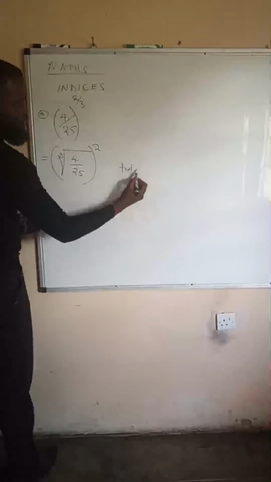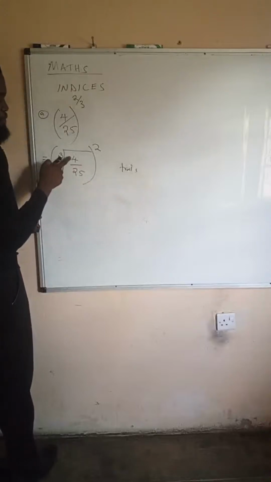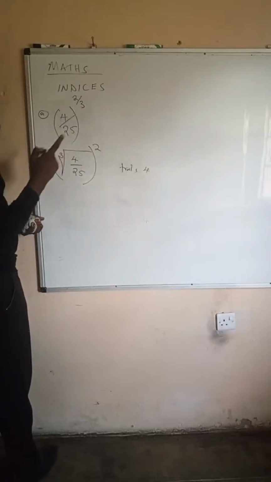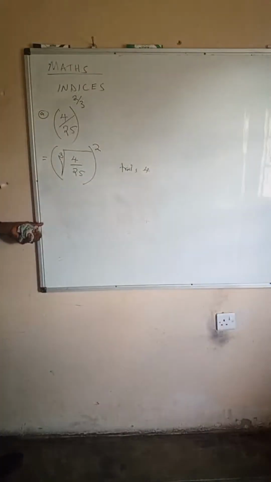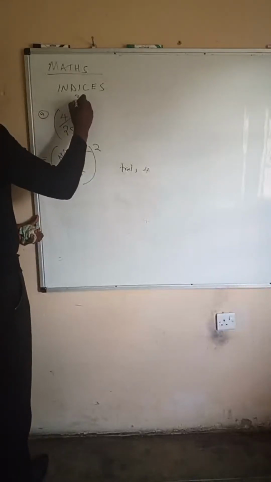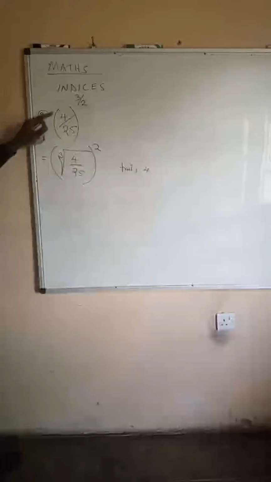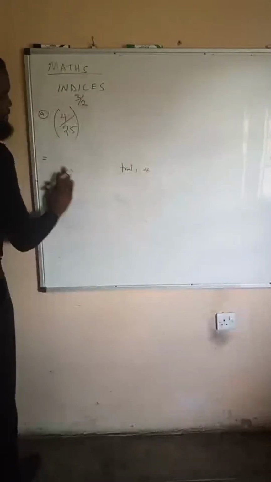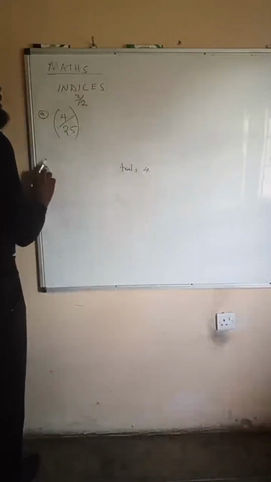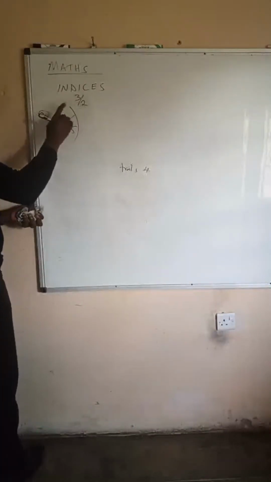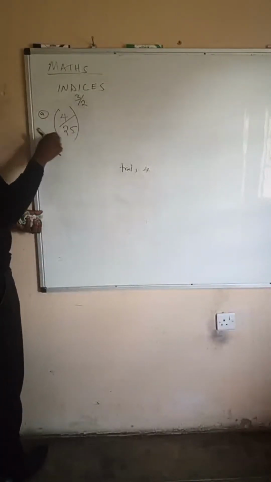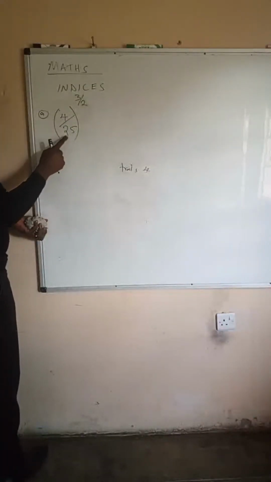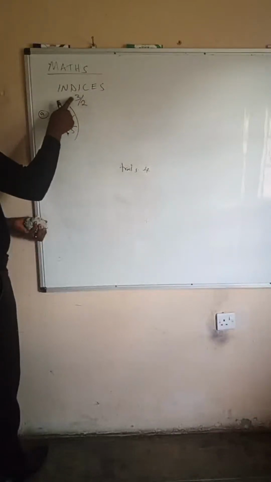Then you do trials, trials for 4 and also trials for 25. Sorry, the power here is 3 over 2, not 2 over 3. I made a mistake when I was writing. Let me write it afresh so that I correct it. Here it is 3 over 2, 3 on top over 2. I've corrected the question. So it is 4 over 25 to the power 3 over 2.